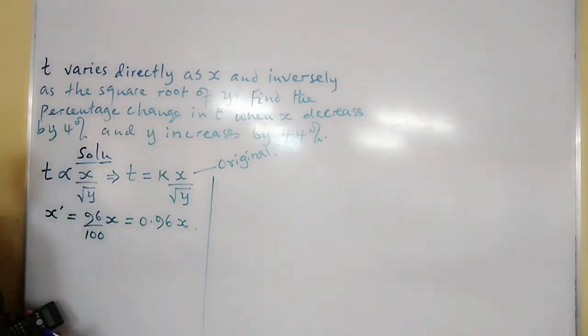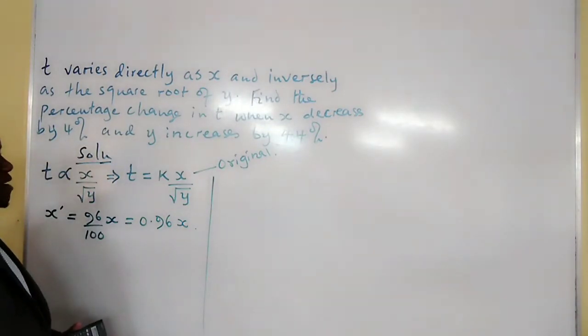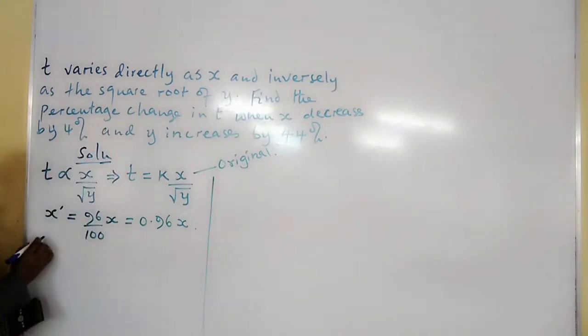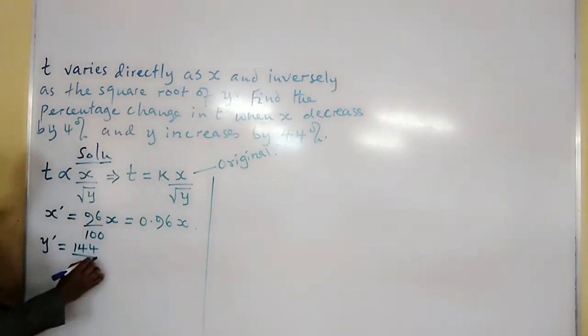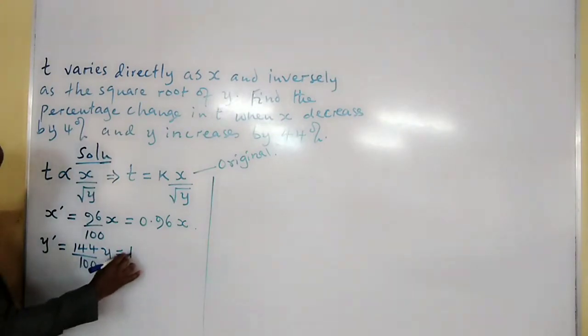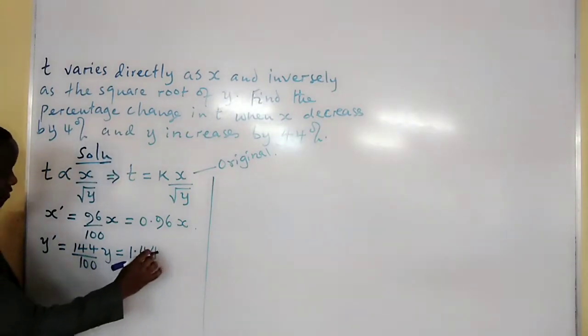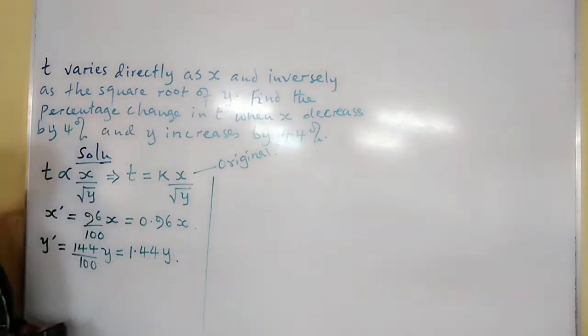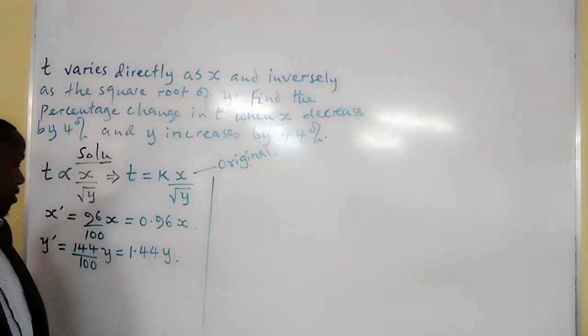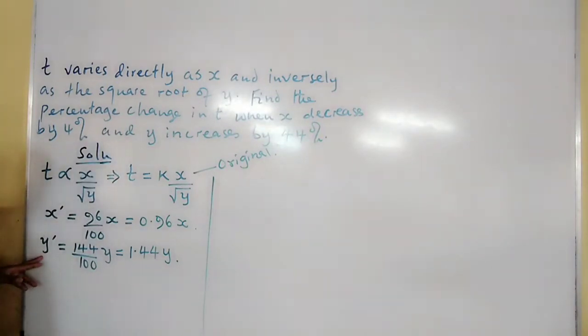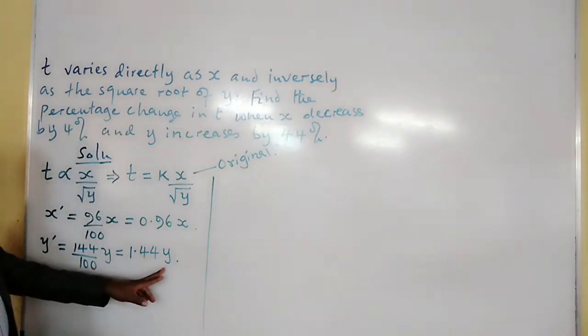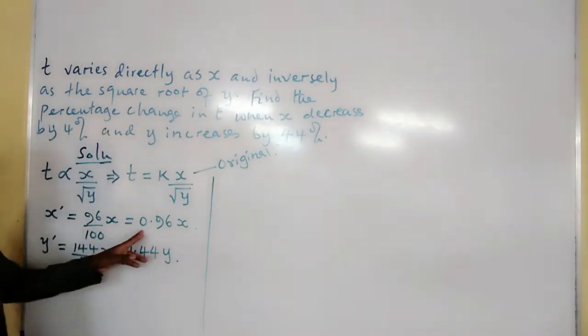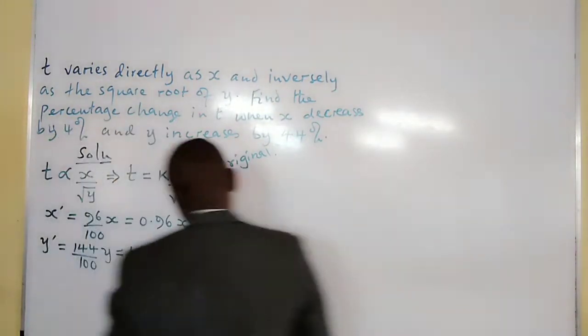We are further told that y increases by 44%. This means that the new y becomes 144% of the original y. This will be 1.44 of the original y. So the new y is 1.44y. So new y becomes 1.44 of original y. New x becomes 0.96 of original x.